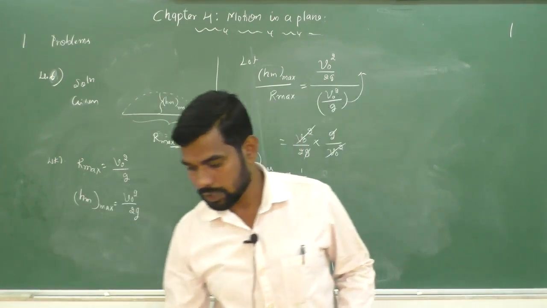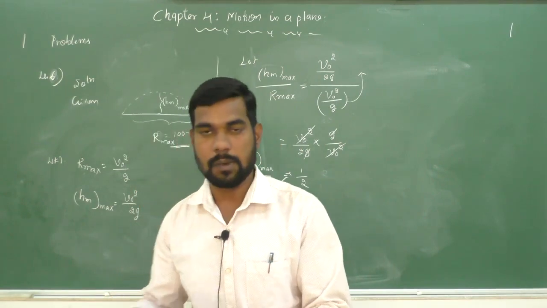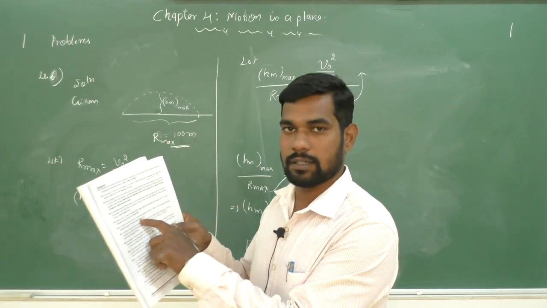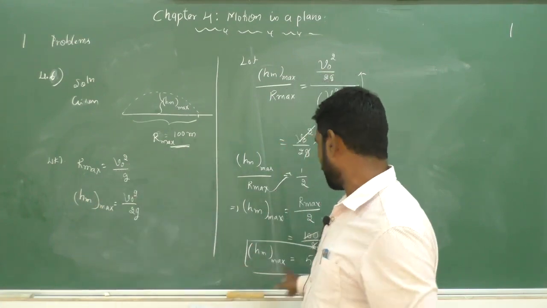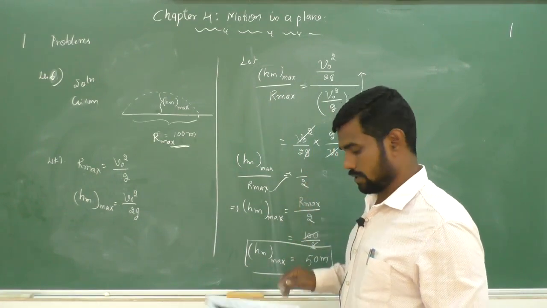So here, what is the value? That is the answer given. One small mistake is here: the 25 which is given as the answer, you make it 50. So 50 meter, that is the answer.